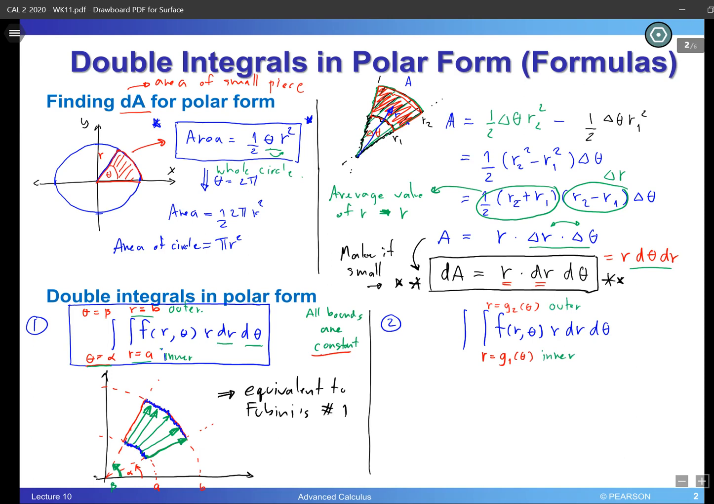And for the angle, it turns out to be same constant. So theta is going to be equal to alpha, just the same, and this one is going to be equal to beta, just like in the first variation. So you can make a box around this one as the second variation of the double integral in polar form.